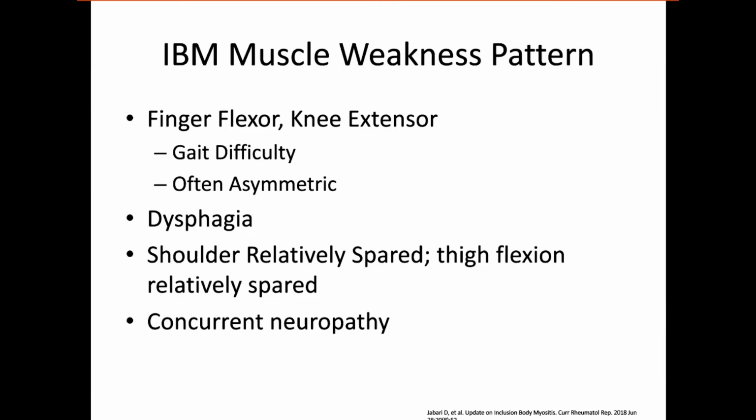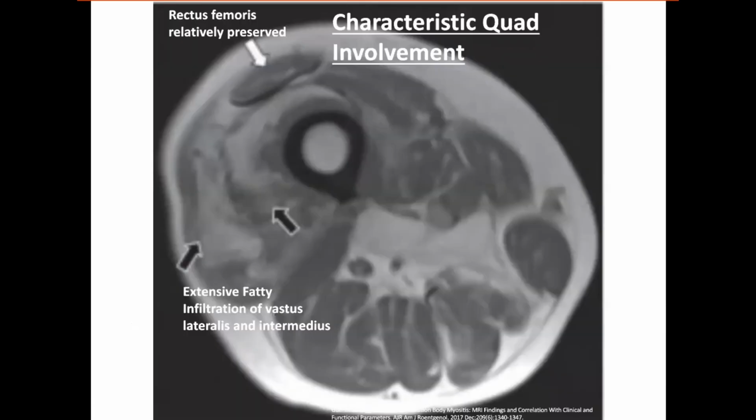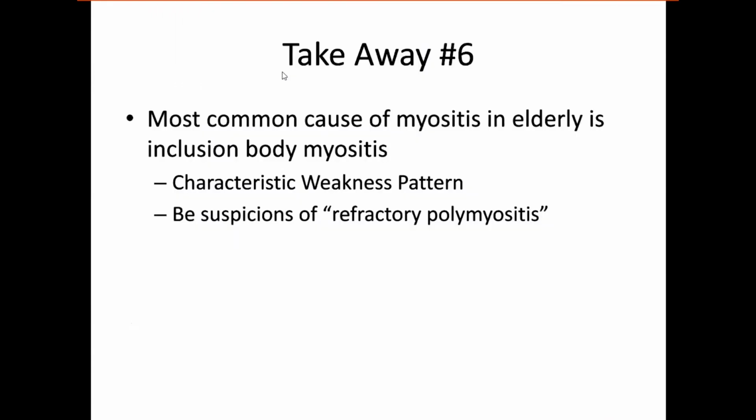And so this is an MRI for inclusion body myositis. Again, it has a lot of atrophy of the anterior aspect of the thigh, so a lot of atrophy of the vastus lateralis and intermedius, but the rectus femoris here is relatively preserved. So again, I really think this is really important for you guys to know, and it definitely will come up on the boards, this thing called inclusion body myositis.